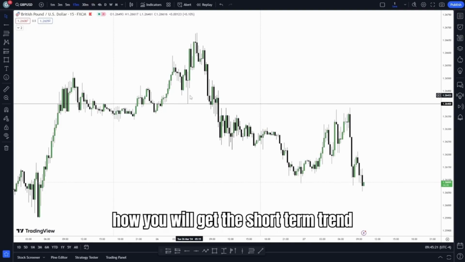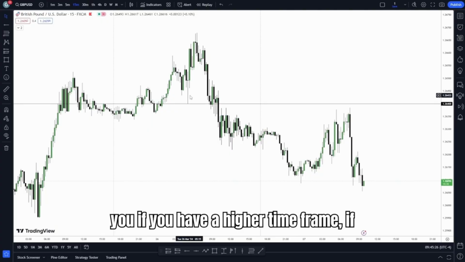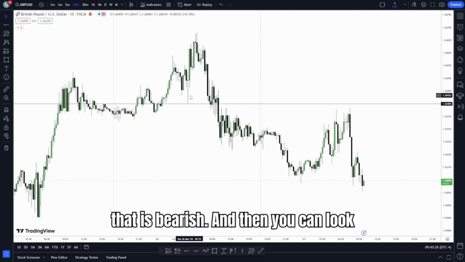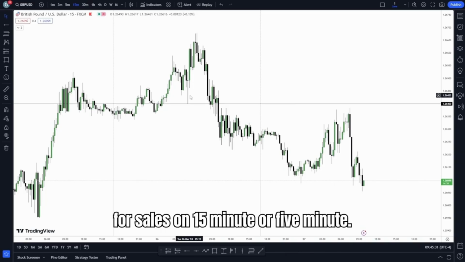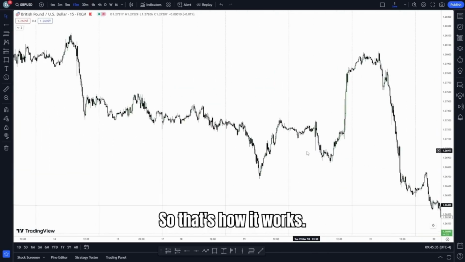And how will you get the short-term trend? From a higher time frame narrative. If you have a 1h time frame narrative that it's bearish, then you can look for sells on the 15-minute or 5-minute. Okay, so that's how it works.